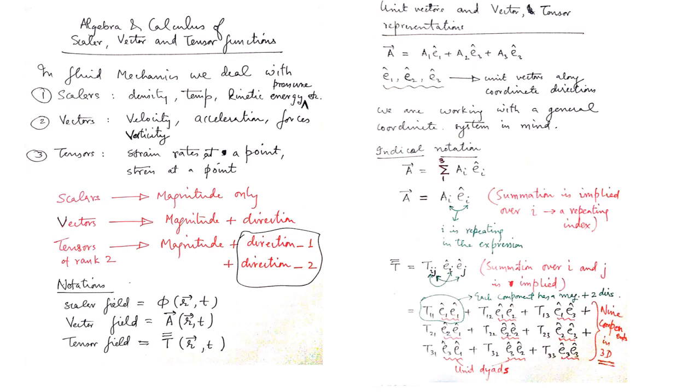So these pairs of unit vectors, which are written together to represent tensors, are like what we have for vectors, the simple unit vectors. Now since we have pairs of unit vectors, we have a special name for that. We call them unit dyads. So e1 cap e1 cap, e2 cap e1 cap, e1 cap e3 cap, and so on. These are unit dyads necessary to represent tensors of rank 2 in any coordinate system.